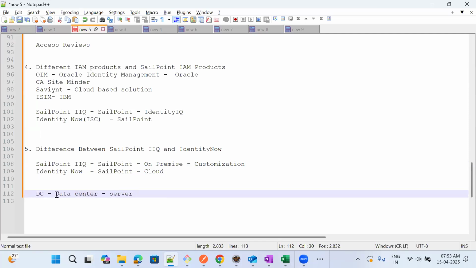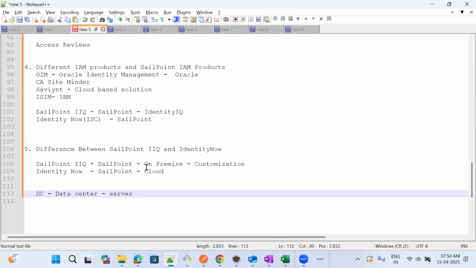The servers present in this data center are meant for our organization only. So it is within our organization's network. We will install the application within our organization's premises. Okay. And whenever any patching, any upgrade, or any maintenance is required for the application, we have to do that on our own.